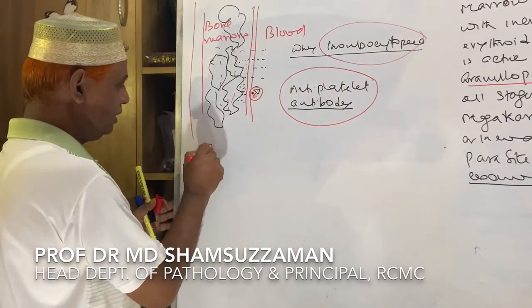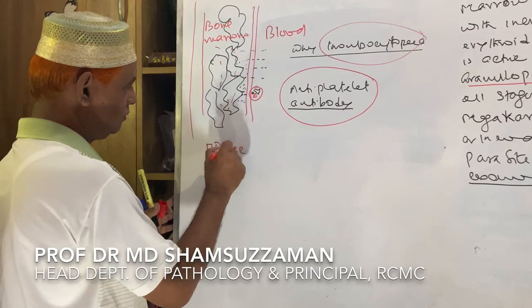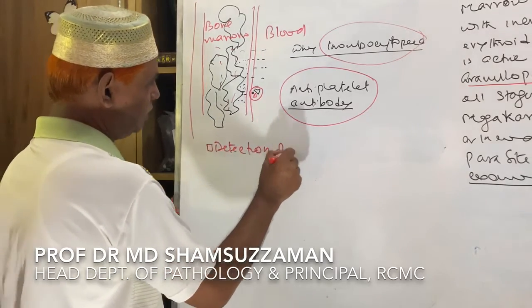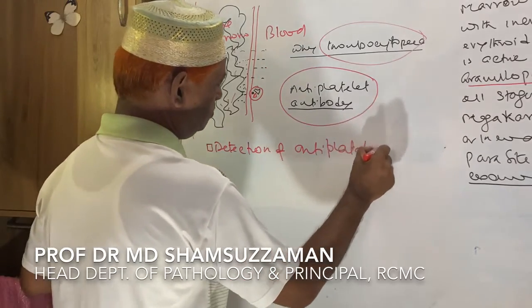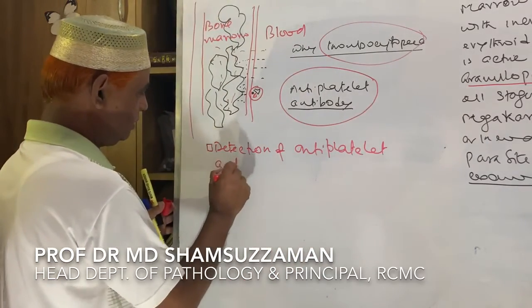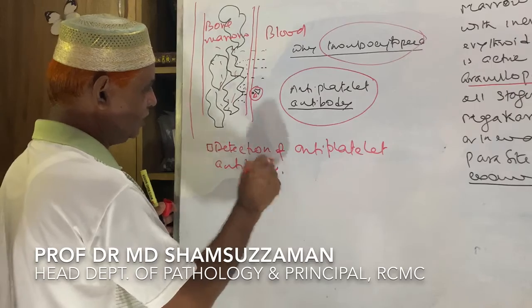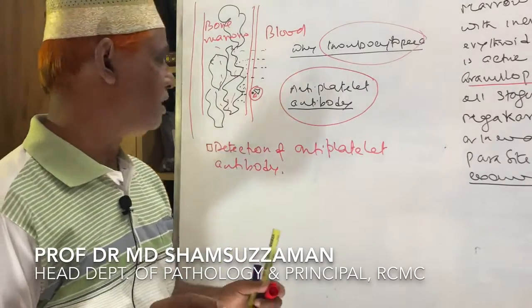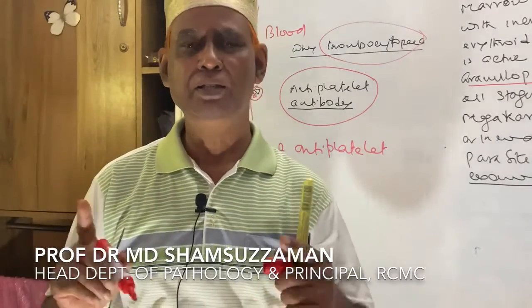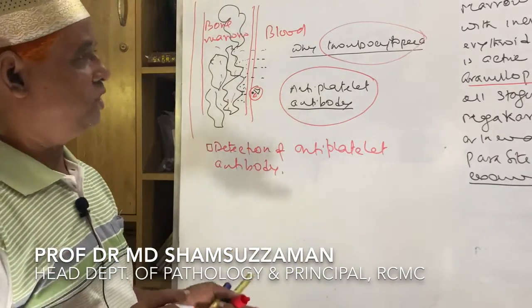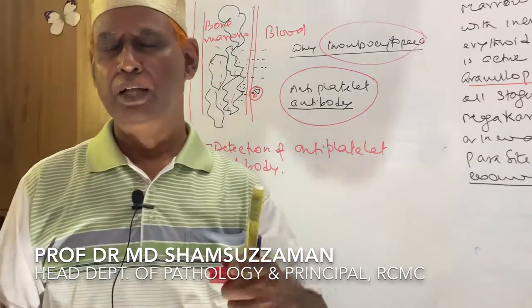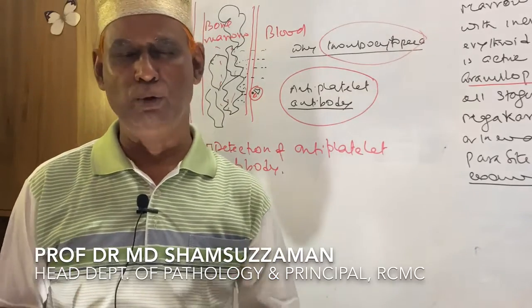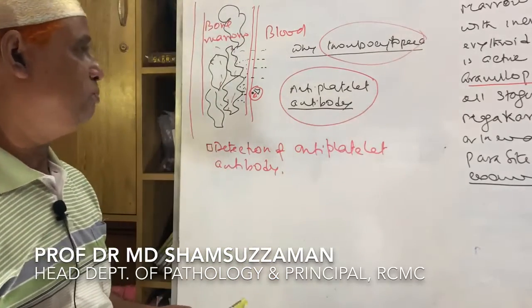Last one, detection of anti-platelet antibody. Detection of anti-platelet antibody in blood is the diagnostic tool of ITP. Again, detection of anti-platelet antibody in blood is the diagnostic tool of ITP.